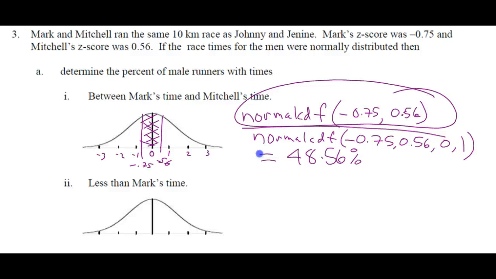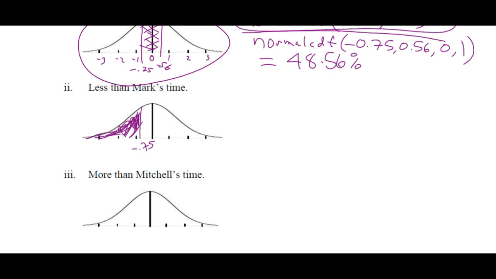Less than Mark's time. So Mark's z-score was negative 0.75. And this time we want the area less than Mark's time. So the reason we put one of these for each question is because you should draw one when you're working it out. Just sketch out a normal distribution. On that distribution, shade the area that you want.